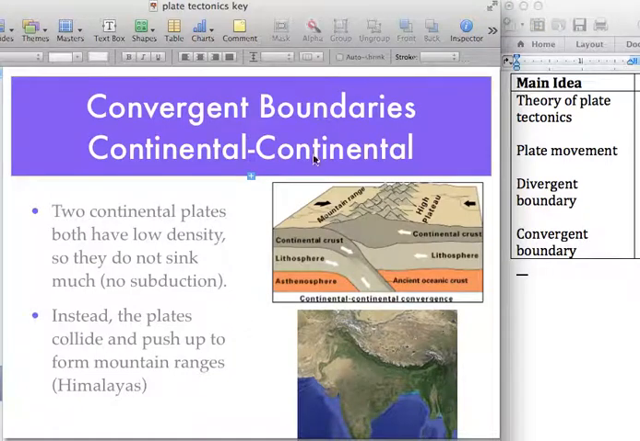Lastly, we have two continental plates colliding. So if two continental plates collide, they both have very low density, so neither one is really going to sink. Instead, they're going to collide and smush together and form big folded mountain ranges. So these mountains are basically made of huge folds of rock. And we see this in the Himalayas in India. Right? India used to be its own subcontinent, but a couple million years ago, it started pushing its way into the bottom of Asia, forming these huge mountain chains along that collision boundary.